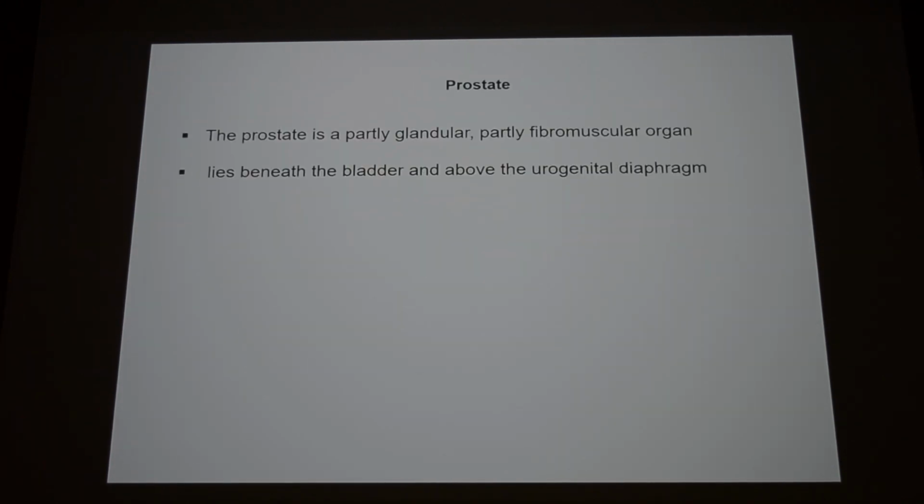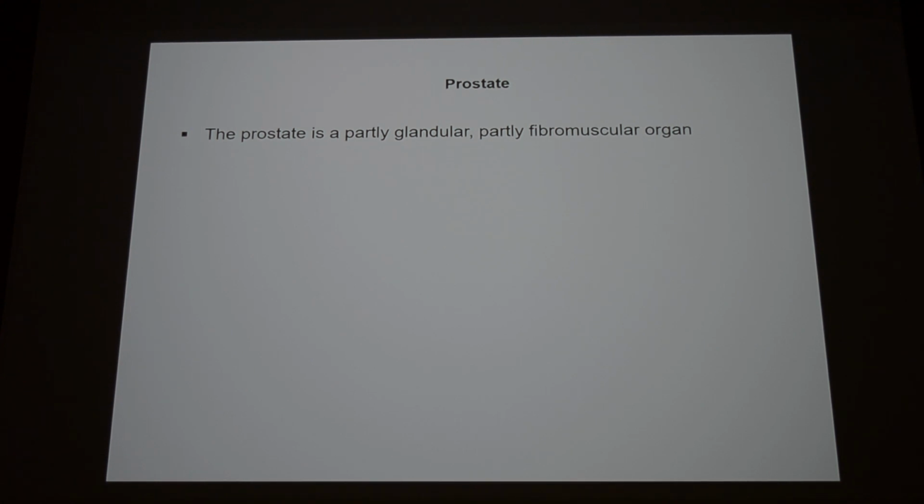Yes. Guys, this slide. These words. We know about it? Yes, this is very important. Prostate, please swallow it. Prostate is a partially glandular and fibromuscular structure. Histologically, whatever you learn, it's fine. But if somebody asks you what the prostate is made up of, this answer should be there. These are key words: partially glandular, partially fibromuscular organ.